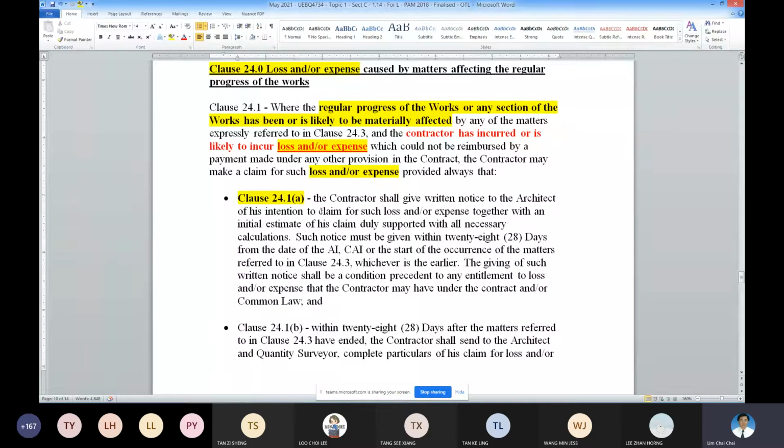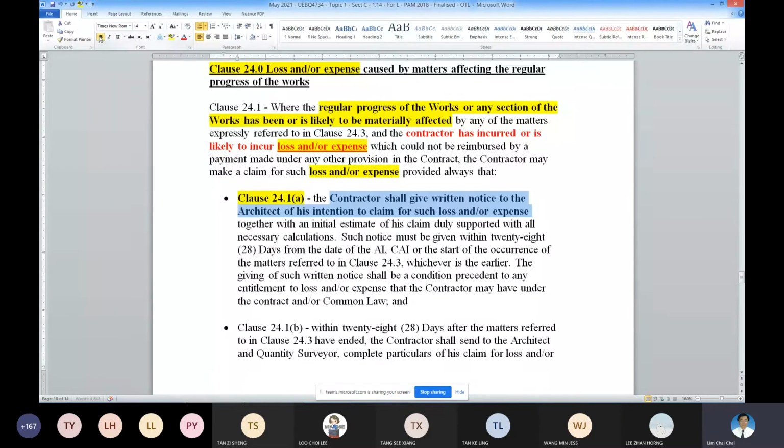In order to get your right for loss and expense, step number 1 by the contractor is to use clause 24.1a. Extension of time is clause 23.1a. See here? Loss and expense, 24.1a. You need to give notice to the architect to claim for the loss and expense. When to submit the first notice is exactly the same as in your EOT. In this case, the clauses are different.